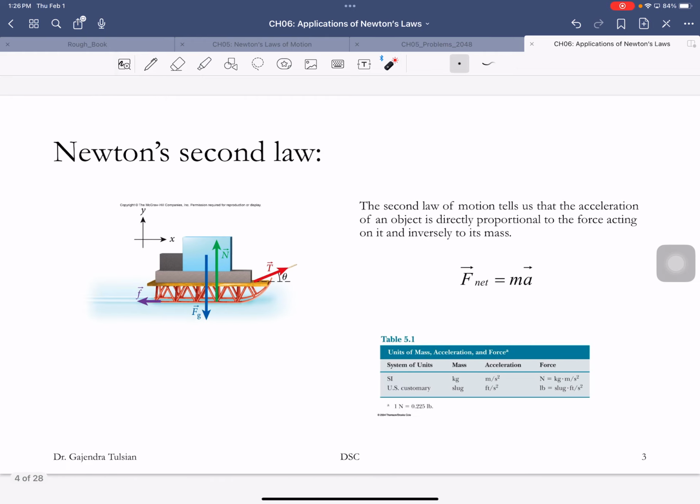The second law, of course, says what happens when the net force is not zero. When the net force is not zero, you have that acceleration. Of course, this is a vector equation. So mathematically, this vector is a scalar times this vector, but this vector is equal to that vector. And what that means is each component, the x component of this is equal to the x component of that, the y component of that is the y component of that.